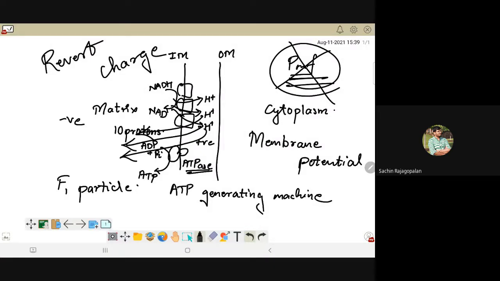Now, how will I destabilize that PMF? I have to revert the charge. How will I revert the charge? Whatever proton was thrown out, take it inside. Is it making sense? Now, to generate one ATP by this ATPase complex, it is necessary to take 4 protons inside. Is it making sense? Now you will ask, sir, what is this logic? So now pay attention to me.